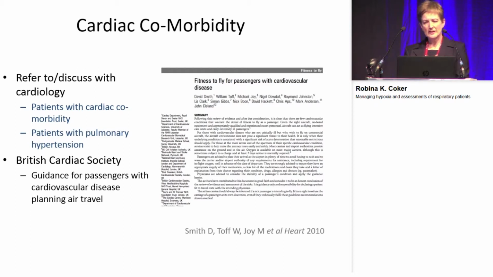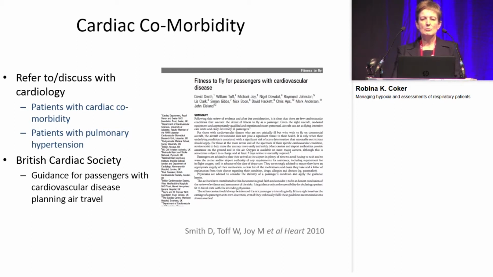But the British Cardiac Society has published guidance for passengers with cardiovascular disease, and it's a very exhaustive and comprehensive document, and I'd encourage you to look at that, and that is the reference there. So if you have patients with cardiovascular comorbidity, you should think about that as well, and not just the lung disease.